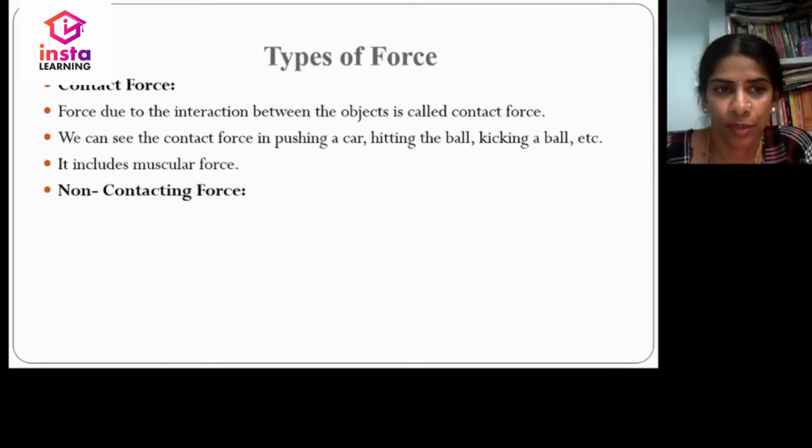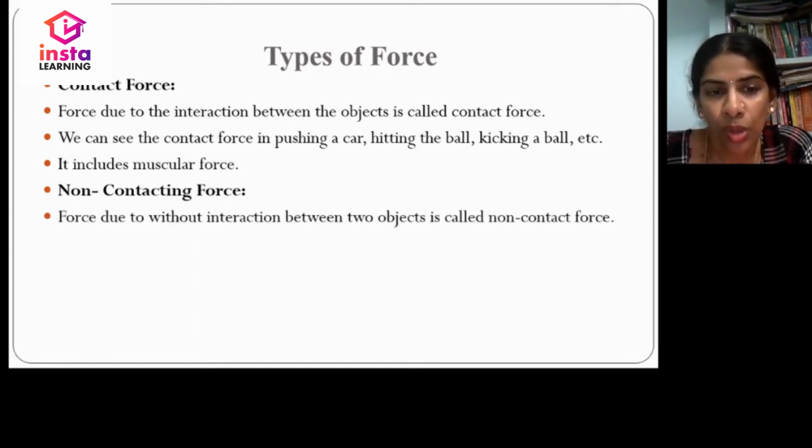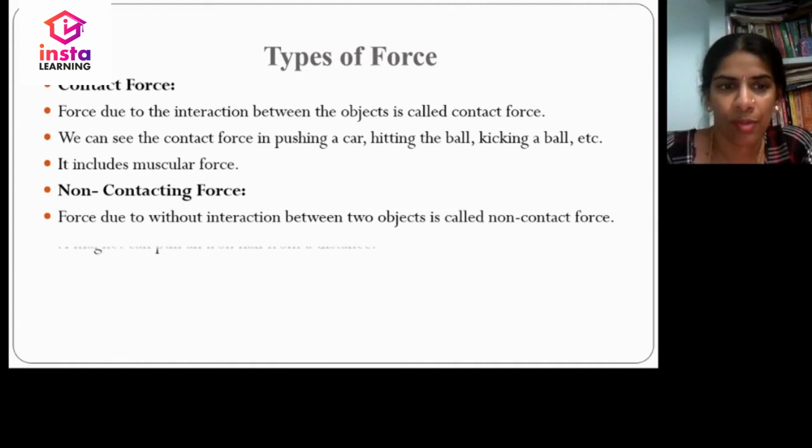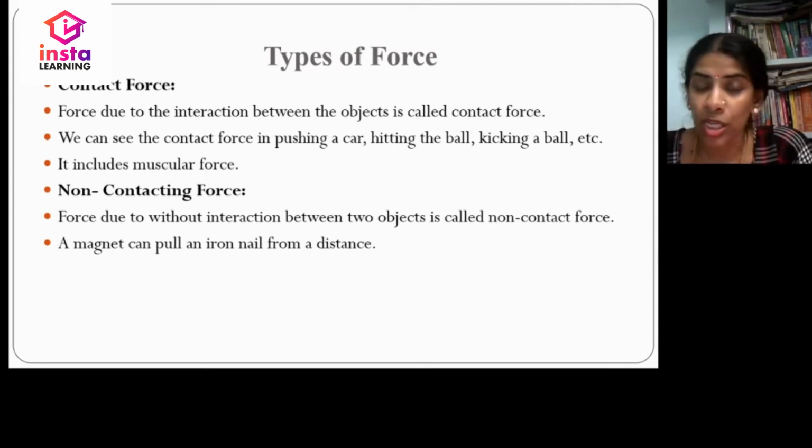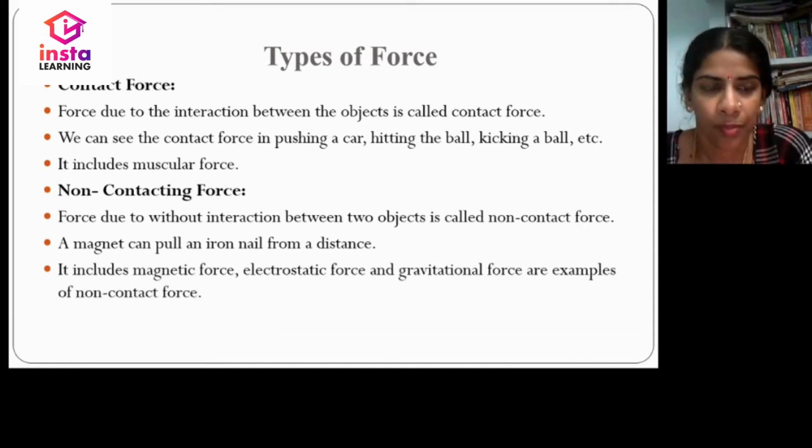Non-contact force. Force which is caused without the interaction between two objects, we call a non-contact force. A magnet can pull an iron nail from a distance, that is without contacting each other, without having any interaction with each other. It includes magnetic force, electrostatic force, and gravitational force.